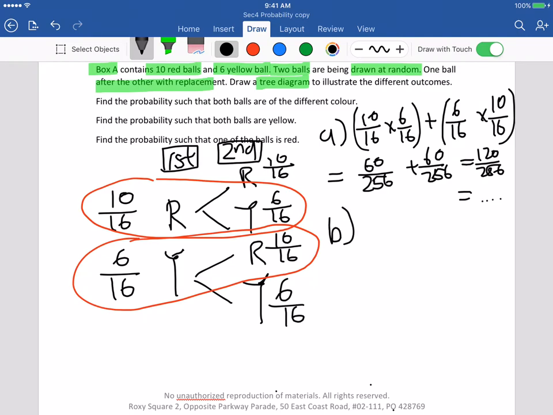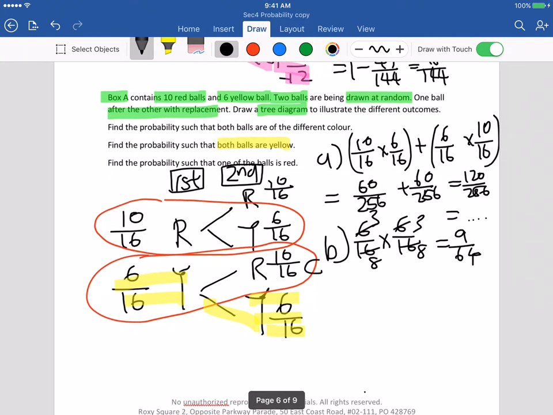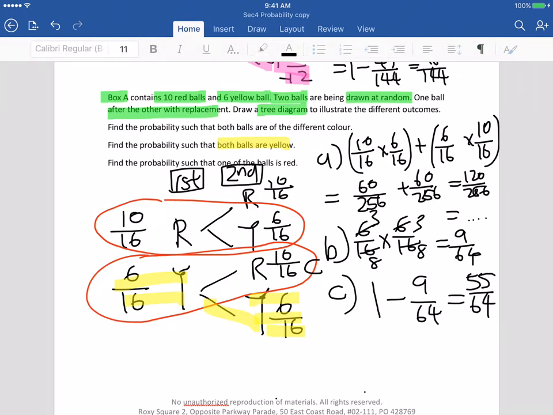B, find the probability that both are yellow. It's simply 6 over 16 times 6 over 16. Cancel, cancel, 3, 8, so it will be 9 over 64. Part C. Probability that one of the balls is red. The fastest is to take one whole minus both are yellow, which gives 55 over 64. Okay, Ken, pretty simple, the tree diagram.